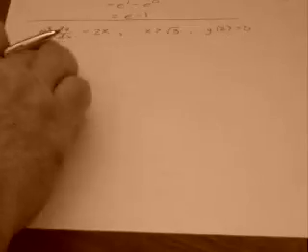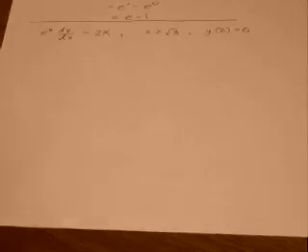Alright, so you integrate both sides. Now the antiderivative of e to the y dy dx is just e to the y. In other words, the derivative of e to the y is e to the y dy dx, so the antiderivative of this would be just e to the y. So what you have then is e to the y is equal to the antiderivative of 2x, which is x squared plus c.